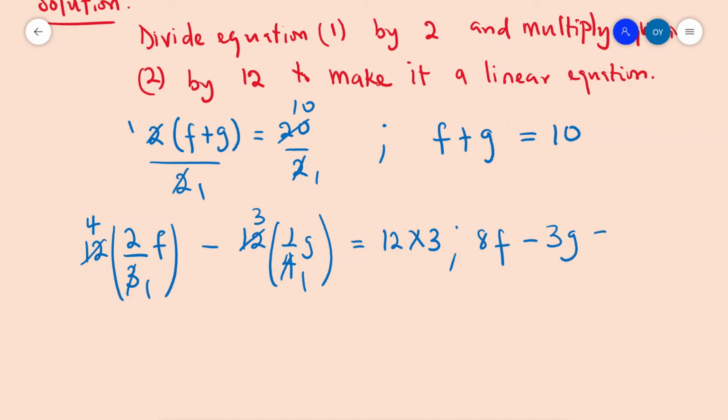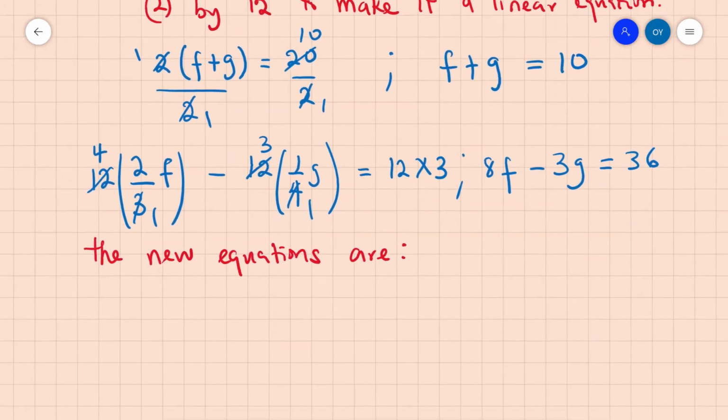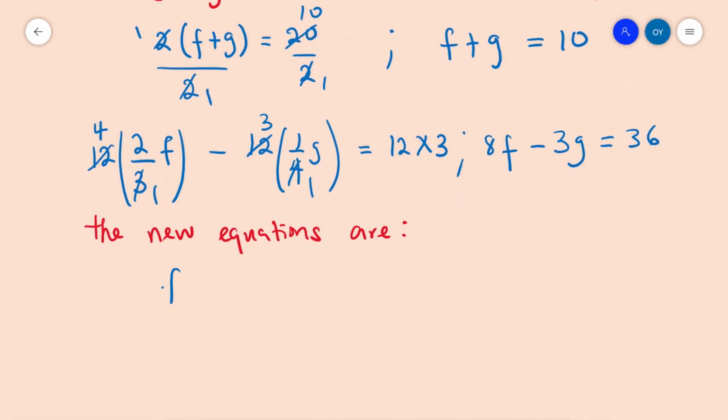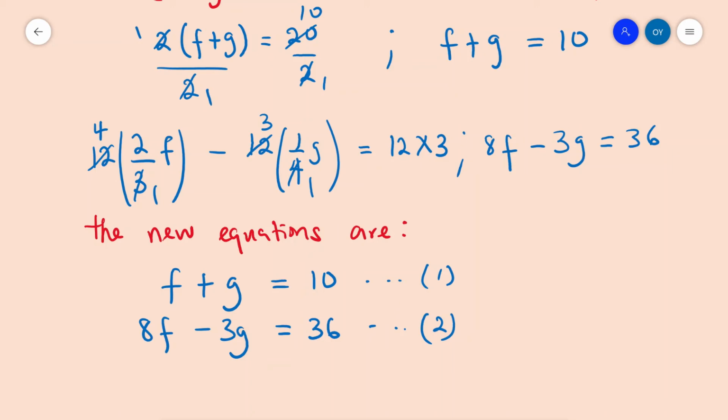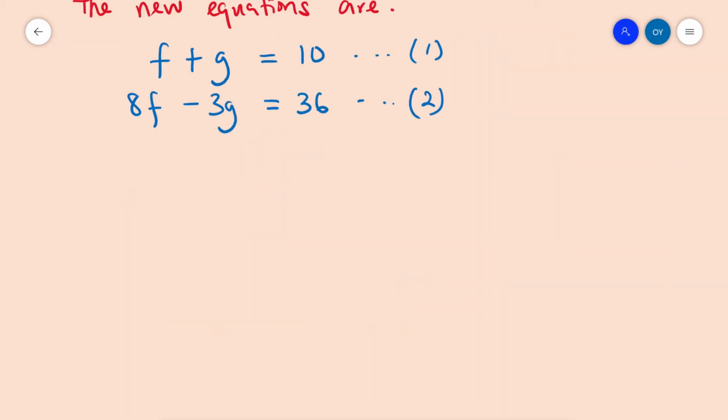It becomes 8f minus 3g equals 36. So the new equations are f plus g equals 10, and that's equation 1, and equation 2 is 8f minus 3g equals 36. Now it's easy for us to solve this because they're now in their linear state.